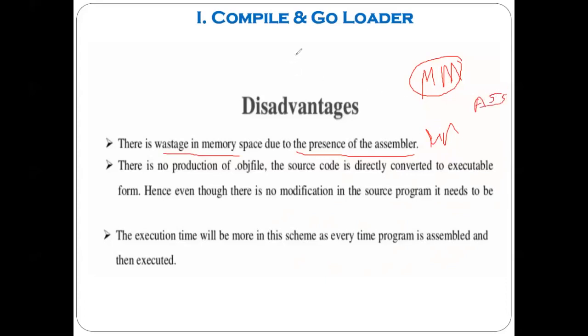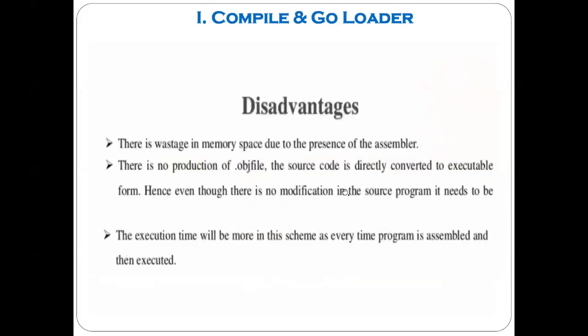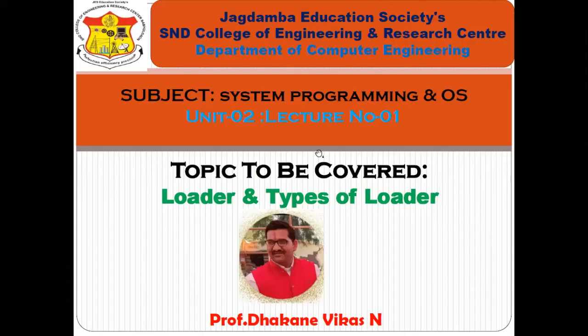So this is our first kind of loader, the compile and go loader. Which advantages and disadvantages have we seen? The advantage is that there is no extra subroutine, no extra system software like a loader that we need to utilize, because here our compiler or assembler itself acts as a loader. And the disadvantage is that if you put your assembler, as system software or translator, on the main memory, there is a lot of wastage of the main memory.